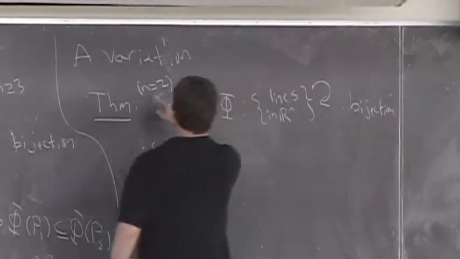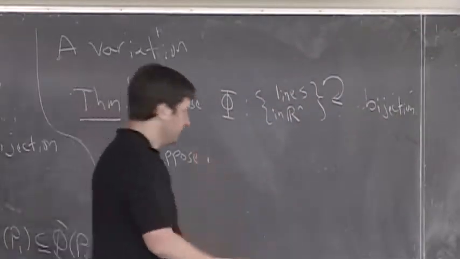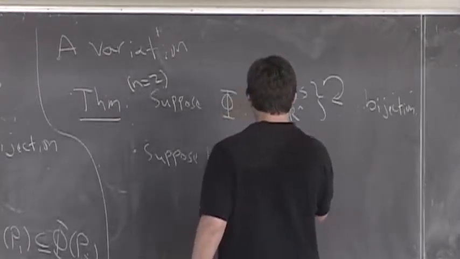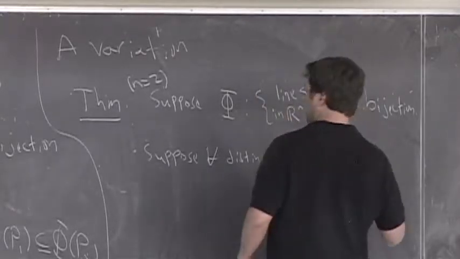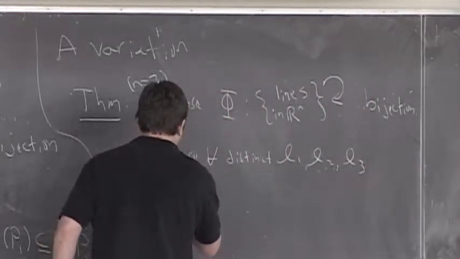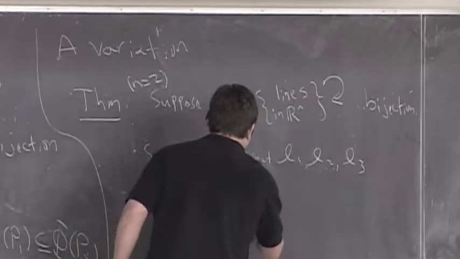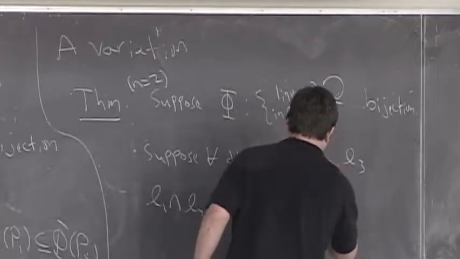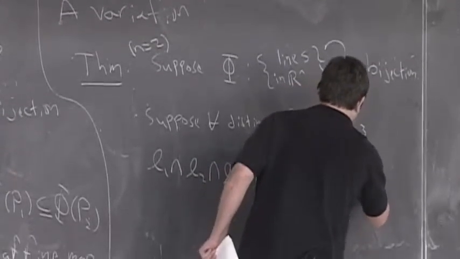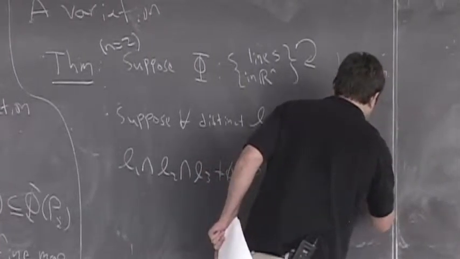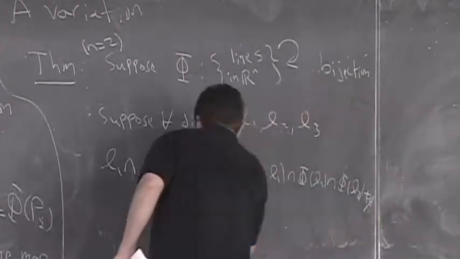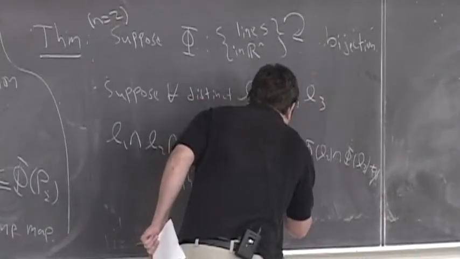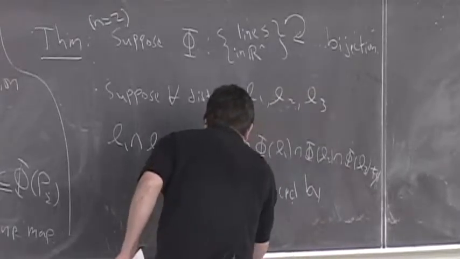And suppose, I'm just stating it for n equals 2, there's a higher dimensional version. Let's just concentrate on this. Suppose for all distinct lines L1, L2, L3, you preserve triple intersections. If three lines intersect, then that's if and only if the three corresponding lines intersect. Then phi is affine. Phi is induced by an affine map.